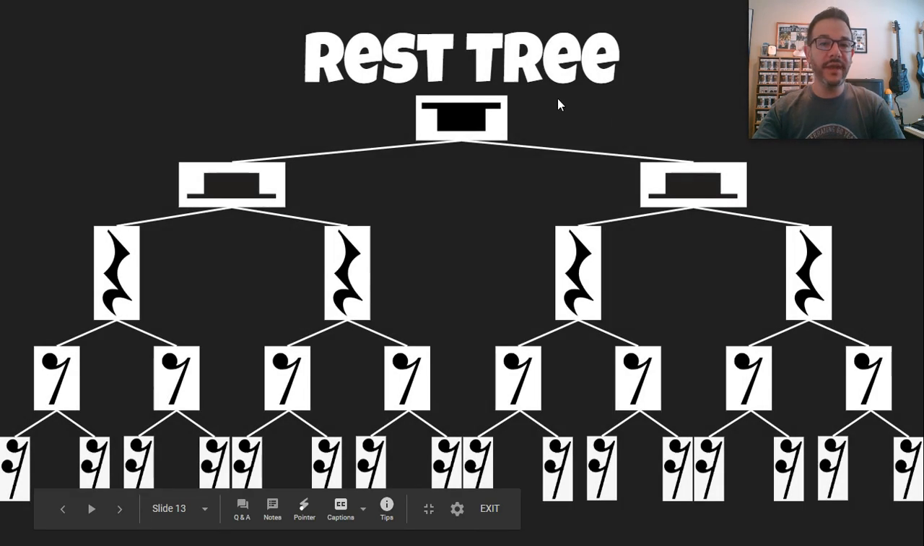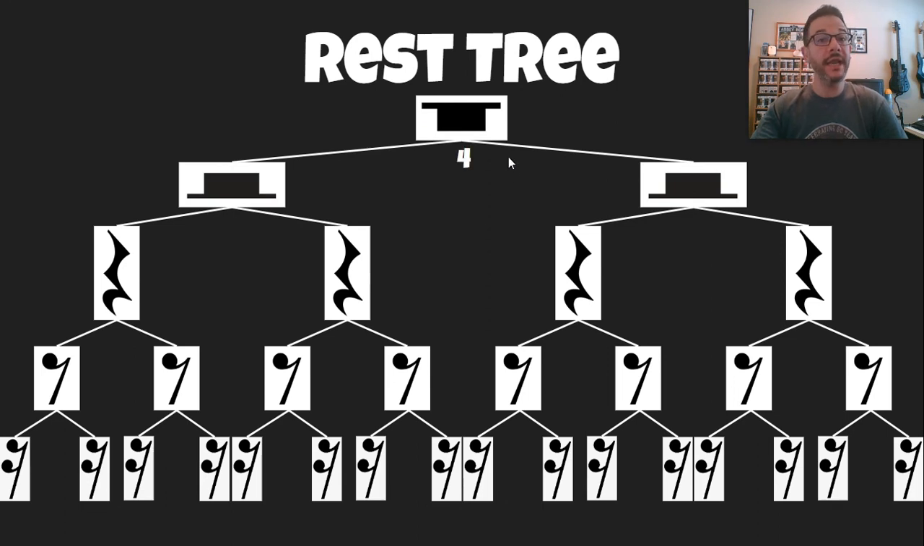And it's the same with our values. This is our rest tree. The big guy, let's say he gets 4. He can get any value we want, but right now we're giving him 4. If I divide that into half, I get 2.